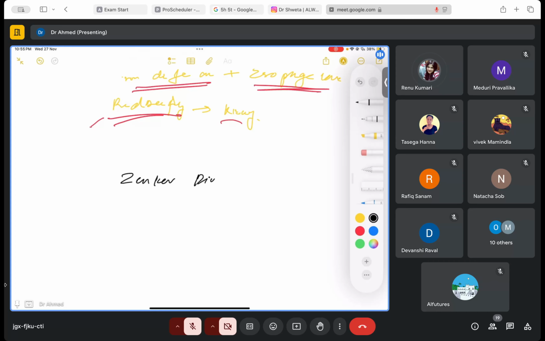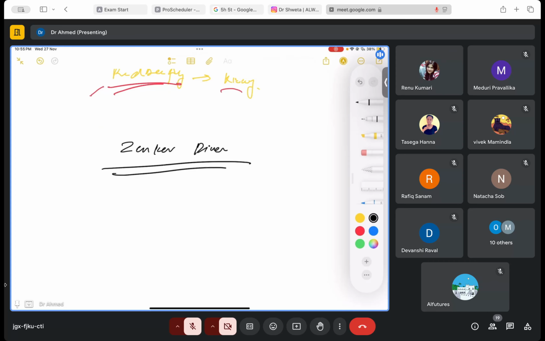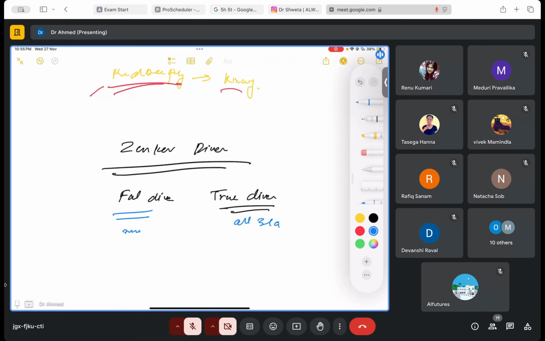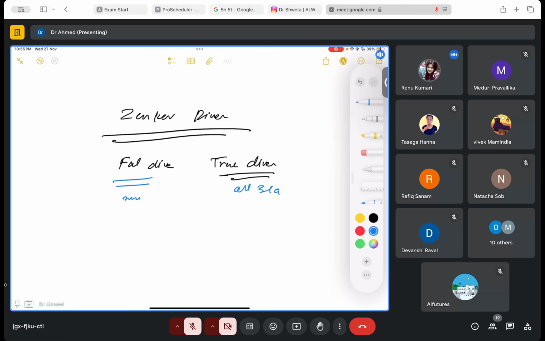Before discussing Zenker diverticulum, can you tell me what's the difference between a false diverticulum and a true diverticulum? The true diverticulum has the muscularis layer, so it has all three layers, right? A false diverticulum has only mucosa and submucosa, no muscularis. The mucosa and submucosa pierce your muscularis layer and give you a diverticulum. So Zenker diverticulum is an example of a false diverticulum.